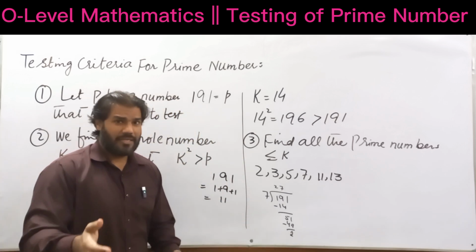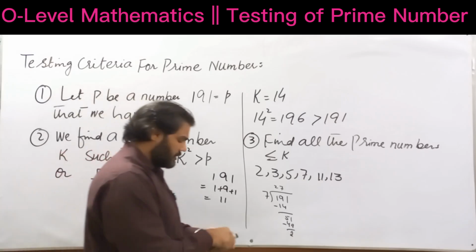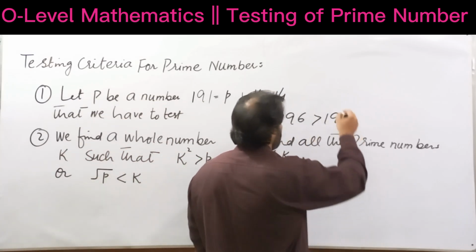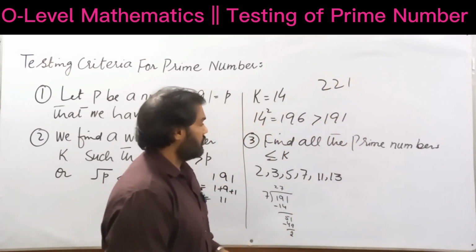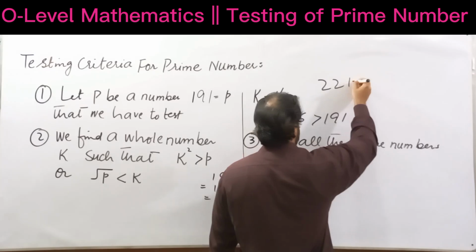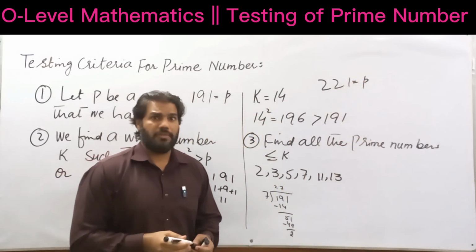So let us check another number. Suppose this time our number is 221. So this is our number P that we have to test for primality, whether this number is a prime or not.